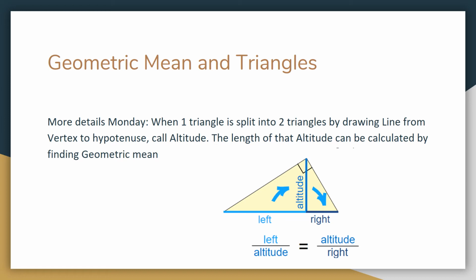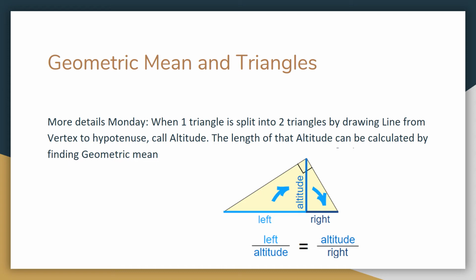So when we're setting up the geometric mean, or the mean proportion as we did in the previous one, notice that the triangle on the left side, the word left is on the long leg of that triangle, and the altitude is on the short leg of that triangle. If you look at the triangle on the right that was created, the altitude is the long leg of that smaller triangle, and the word right is the short leg of that triangle.